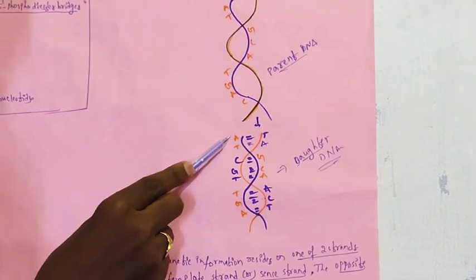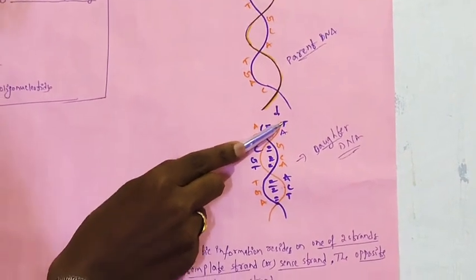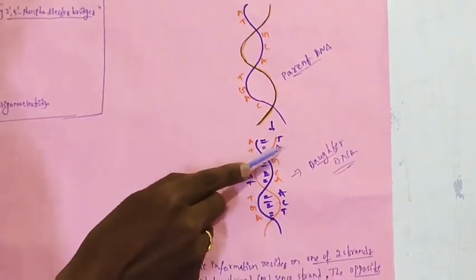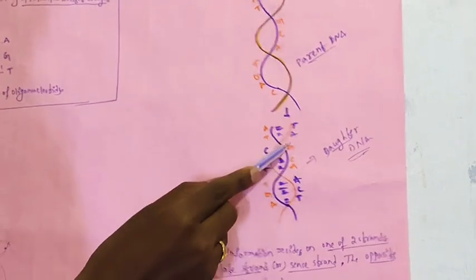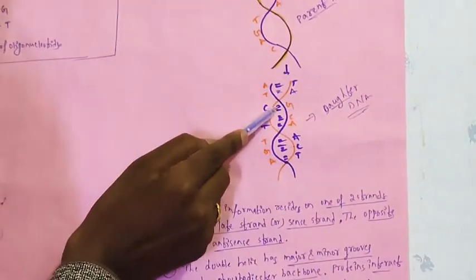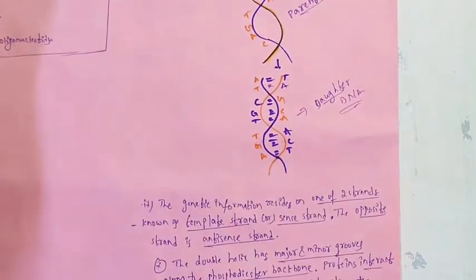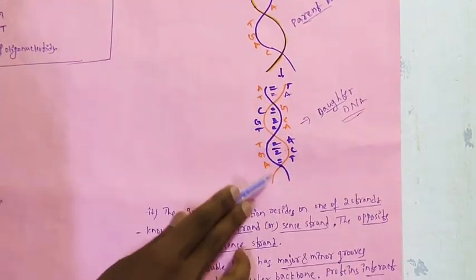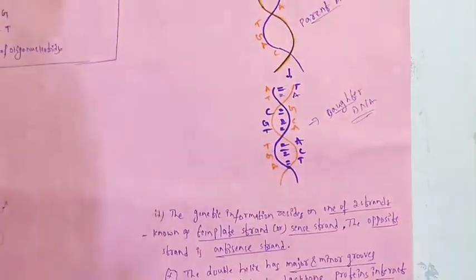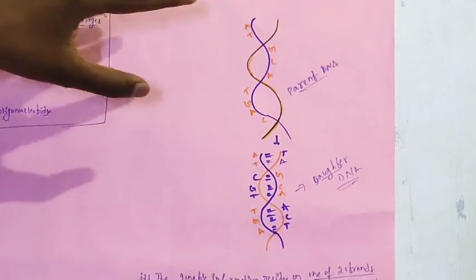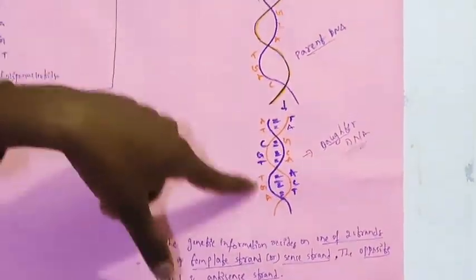Adenine is connected with thymine, right? That thymine is synthesized here. Next, thymine is connected with adenine. Similarly, cytosine is connected with guanine by three hydrogen bonds. Like this, the new strand is synthesized in our body according to the template strand. This concept is very useful for a better understanding of DNA replication, and that's why I used this diagram.